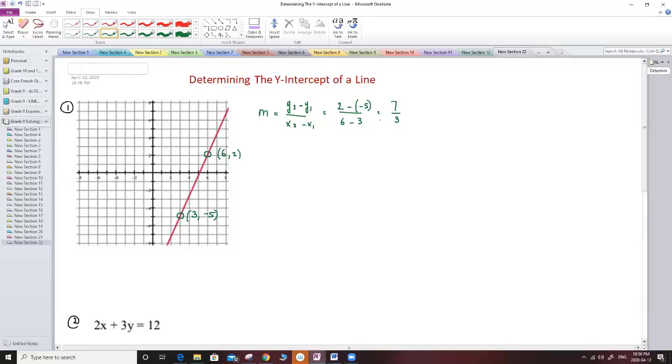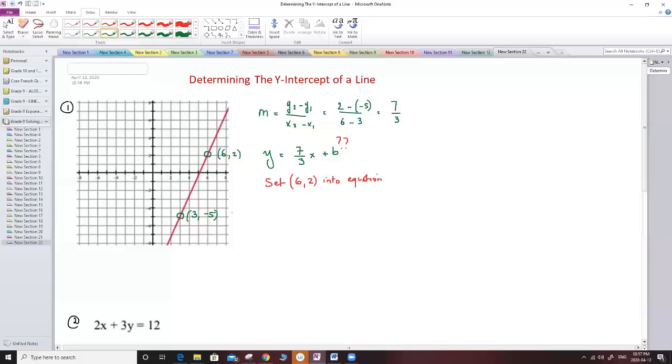Now, I need the y-intercept. That means b, which is unknown. So I'm going to say y equals 7 over 3 x plus b, and b is unknown. How can I solve this problem? We got it from the previous lesson. We said, if I know a point that is on this line, I can plug it into the equation. So let's plug the point (6, 2) into the equation.